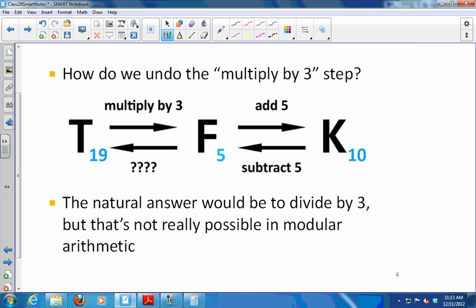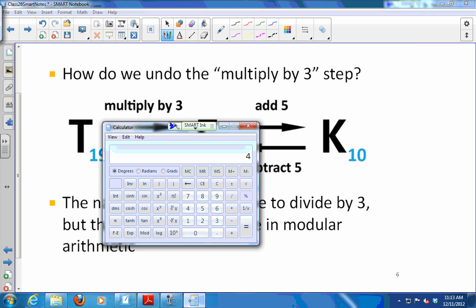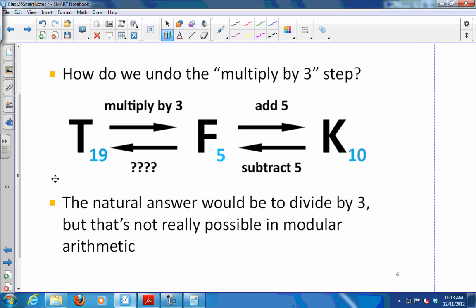So to get from T to be encoded as K, we multiplied by 3, right? 19 times 3 was 57. And then if you take that mod 26, you do minus 26, minus 26, and you get 5. That's why that got encoded to F. And then you add 5 and you get 10. So to go backwards, we need to subtract 5.